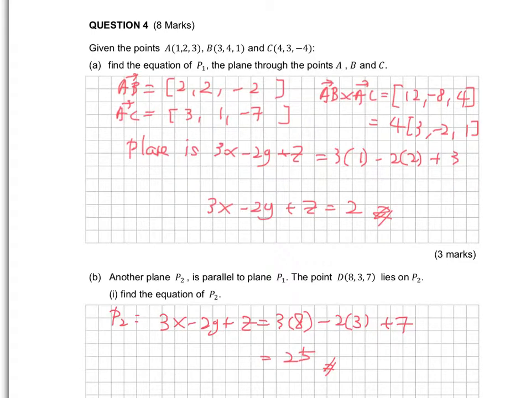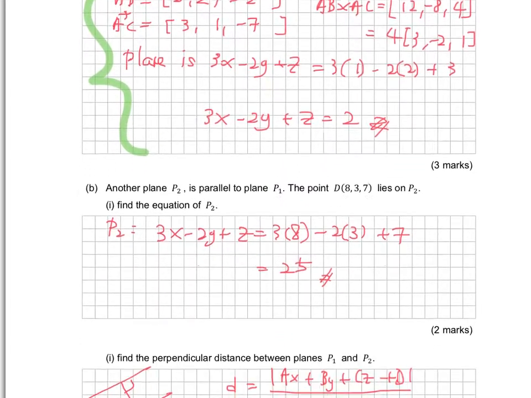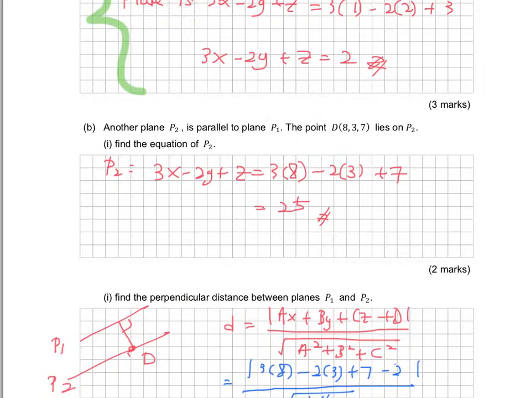The part of question 4 is a very textbook question, so you should know by now how to do this. It says that P2 is parallel to P1. That means all the coefficients of x, y, z are the same except for the right hand side, the constant. So when you sub this value, 8, 3, 7, that means the coordinates, and then to find the constant, it should be 25.